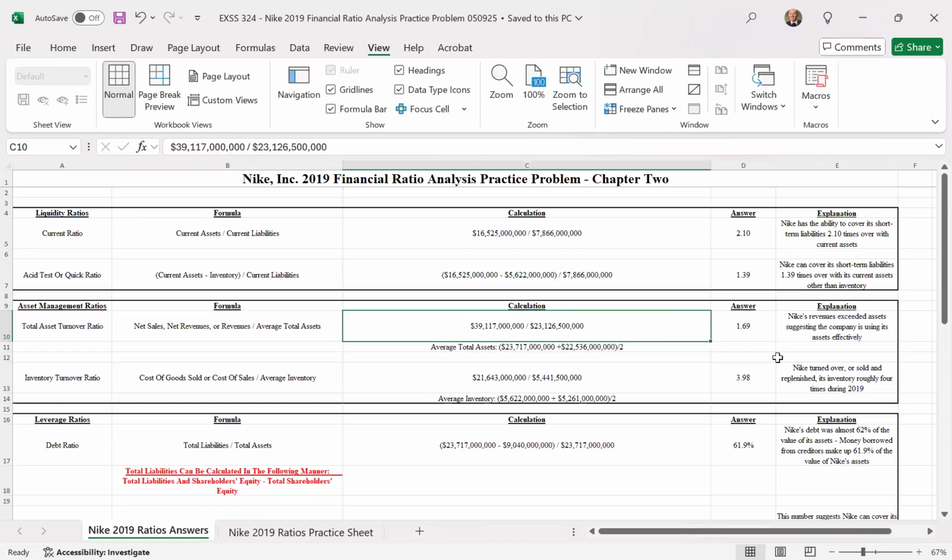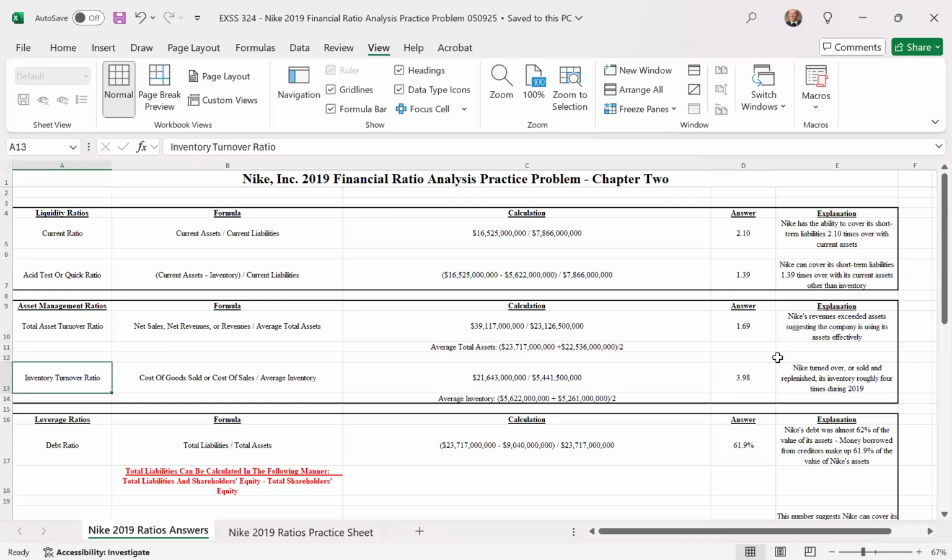So our numerator is 39,117,000,000 divided by 23,126,500,000. That gives us an answer of 1.69, which basically says Nike's revenues exceeded assets, suggesting the company is using its assets effectively.